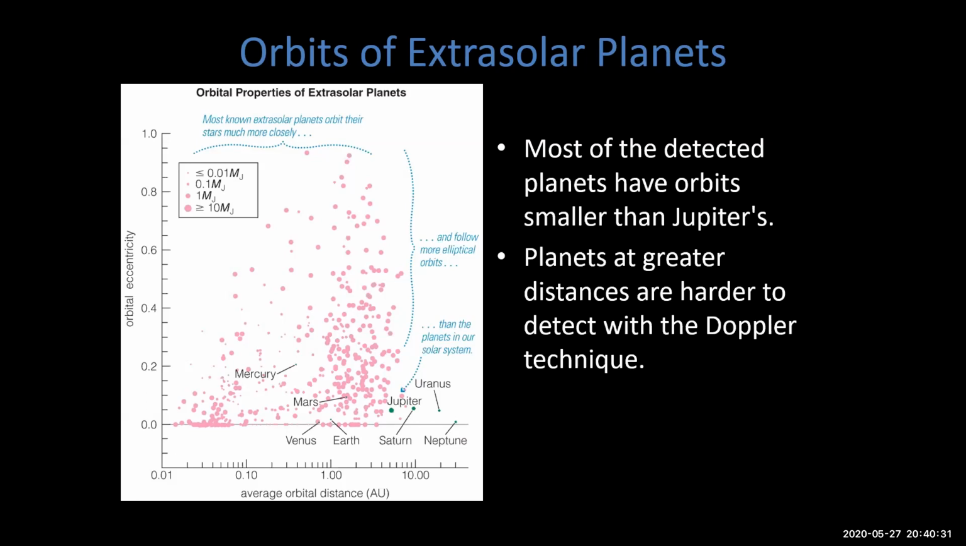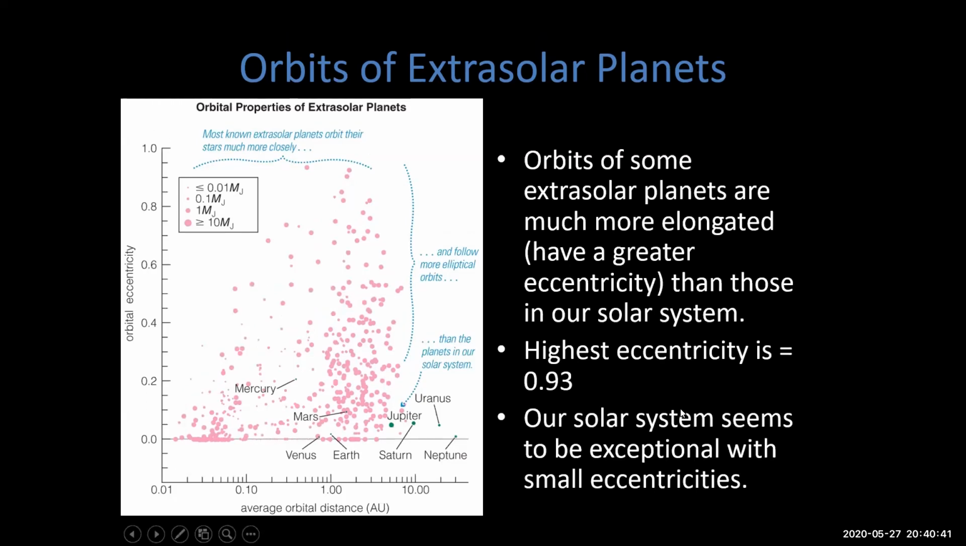I think I hit on all of these points with this last slide as well. And so maybe just that last point, our solar system, based on how much we found, despite how many planets we have, the fact that there's not any with a high eccentricity might be surprising.